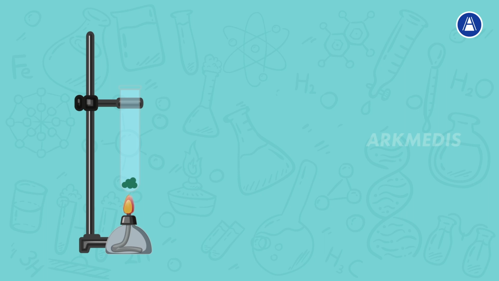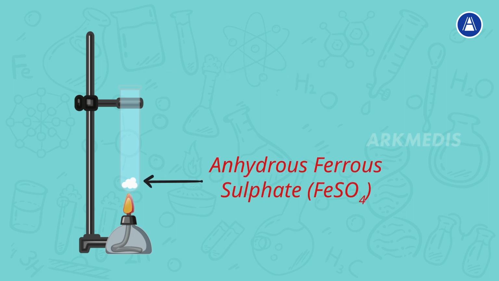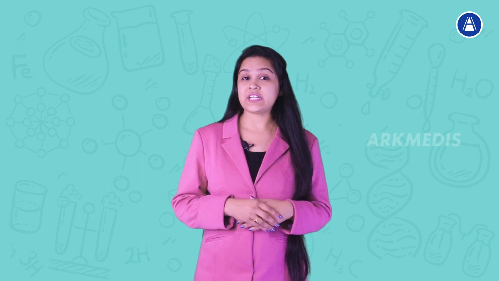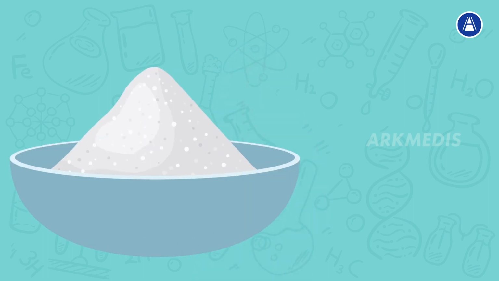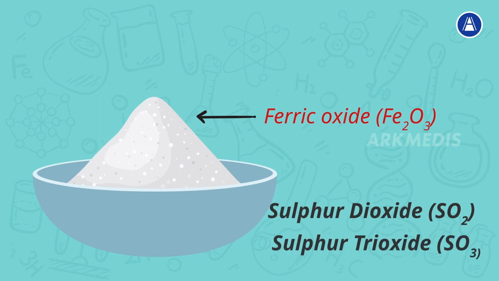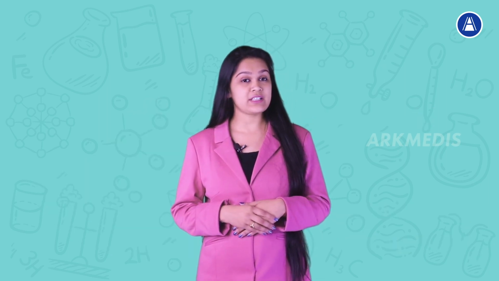Ferrous sulfate crystals contain water molecules as FeSO4.7H2O. Upon heating, ferrous sulfate loses these waters and becomes anhydrous ferrous sulfate, that is FeSO4, which is white in color. Anhydrous means a substance which contains no water. Upon further heating, anhydrous ferrous sulfate is decomposed and produces ferric oxide, which is Fe2O3, sulfur dioxide SO2 and sulfur trioxide SO3 gas.